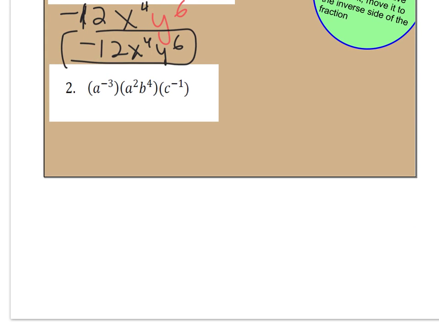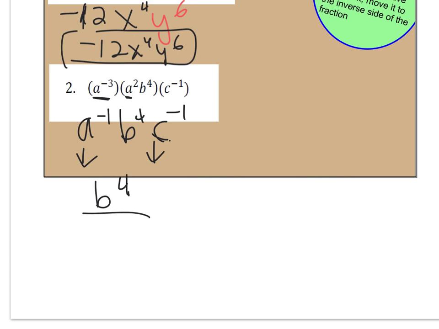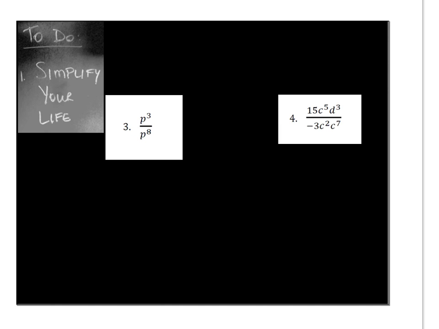So now number 2, a to the negative 2, a squared. If I multiply those, I end up with a to the negative 1, b to the fourth, because there's nothing else for b to multiply, c to the negative 1, same reason. But now I can't leave it like this. I've got to move some things around. So a and c both need to go in the denominator. So I'm going to have b to the fourth over ac. There's my answer.